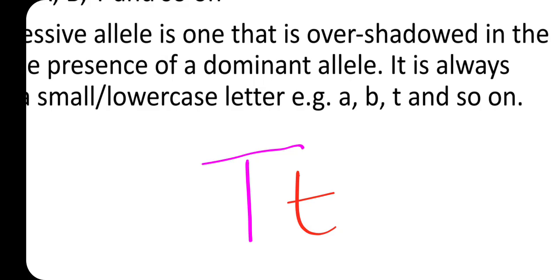In this case, which gene is dominant? Tallness, isn't it? Tallness is dominant over shortness. So tallness is dominant and it is represented by capital letter T. Shortness is recessive and it is represented by a small letter t. So in this case, will the offspring be tall or short? The offspring will be tall because tallness is dominant while shortness is recessive.